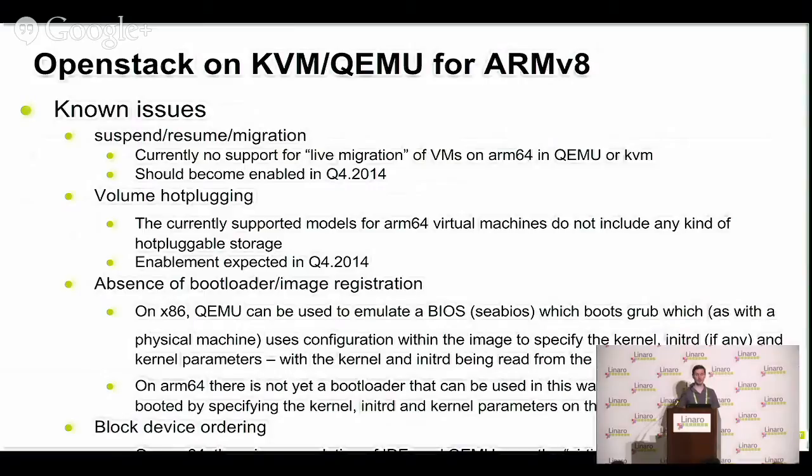There's no support in the emulated system model for volume hot plugs. So this means you can't use network attached storage style things with VMs. What Amazon calls EBS, elastic block storage, or in OpenStack it's Cinder. And again, this is being worked on and should be available hopefully by the end of the year. So those are things that just don't work. You just can't do them today.